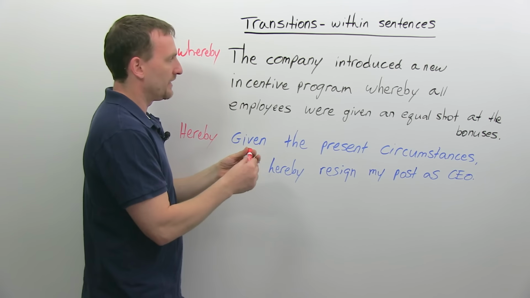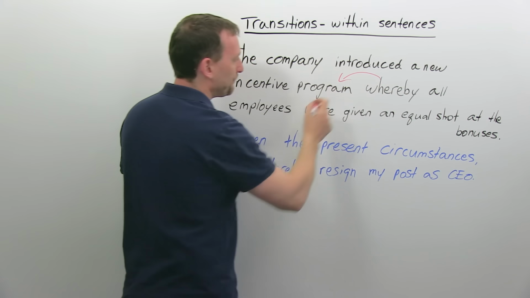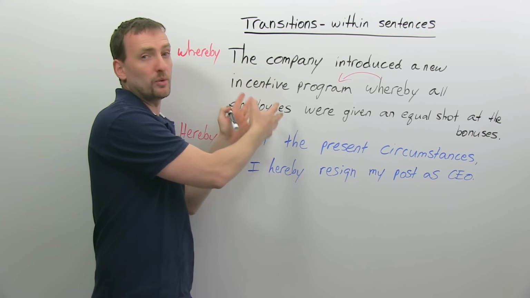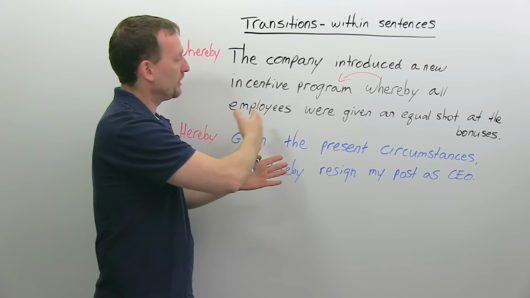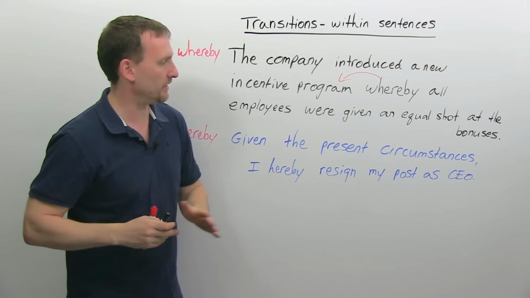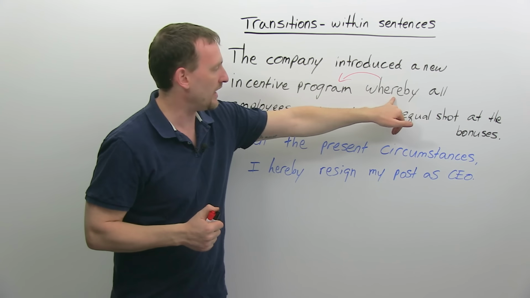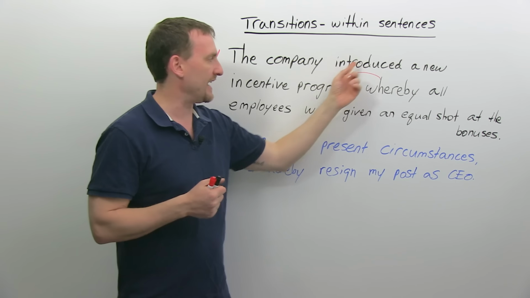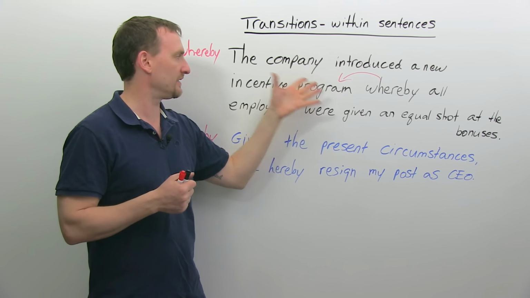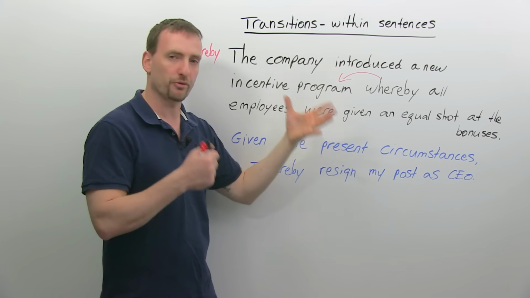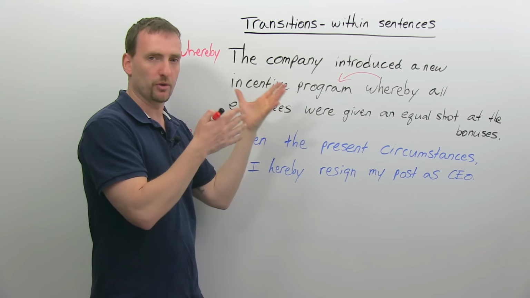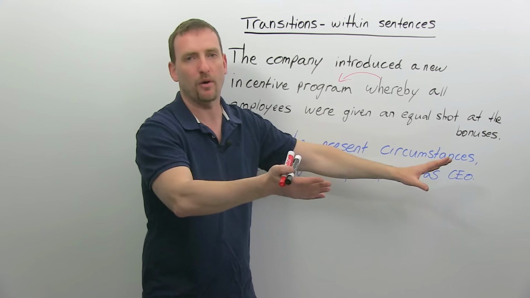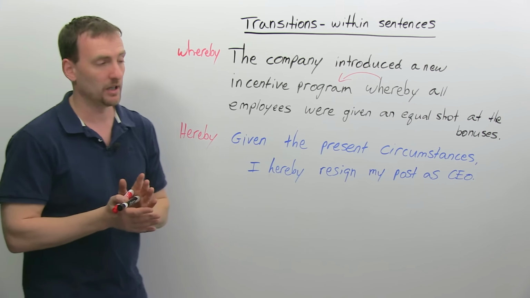So basically, this is referring to the program. So the new incentive program. So according to this program, all employees were given an equal shot at the bonuses. Again, whereby, followed by a full clause, subject and verb clause. But again, it's related back to the last situation, a new program by which, or through which, or in accordance with which, this is what will happen from now on, or from that time on, okay?